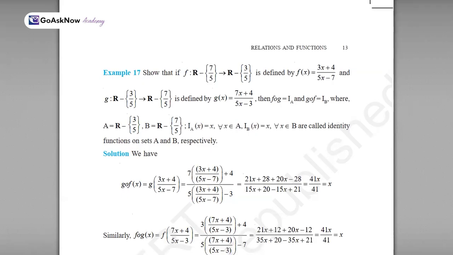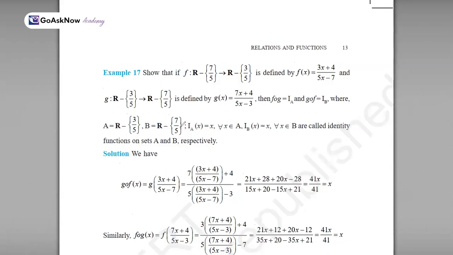Then f∘g is equal to I_A and g∘f is equal to I_B, where A is equal to R minus 3/5, B is equal to R minus 7/5, I_A(x) is equal to x for every x belonging to A, and I_B(x) is equal to x for every x belonging to B, are called identity functions on sets A and B respectively. Yes. So let's solve this question.